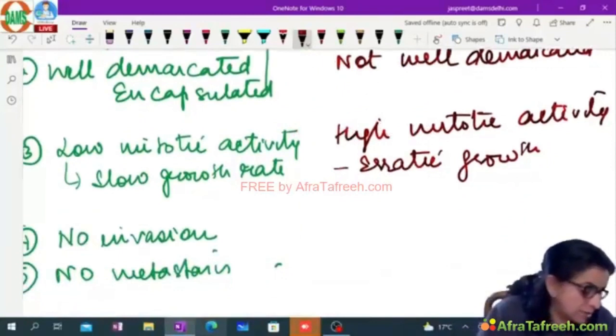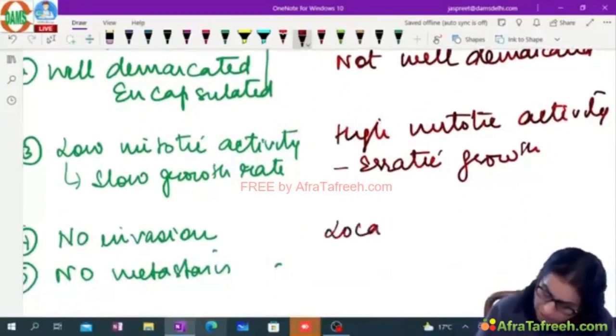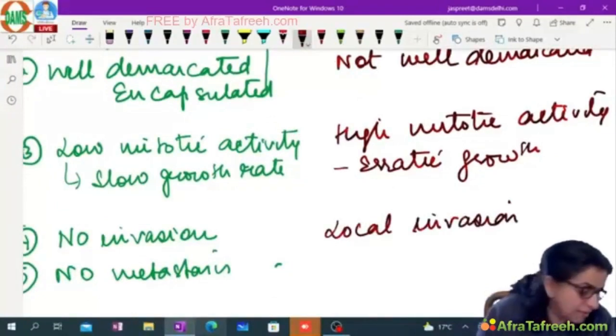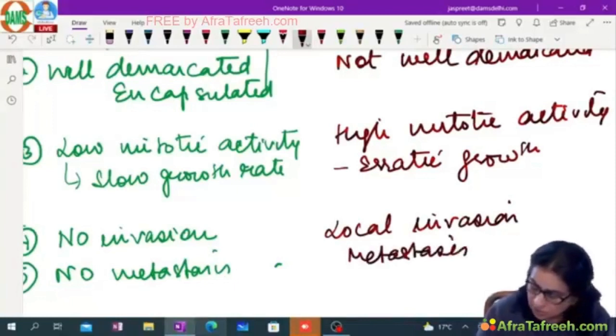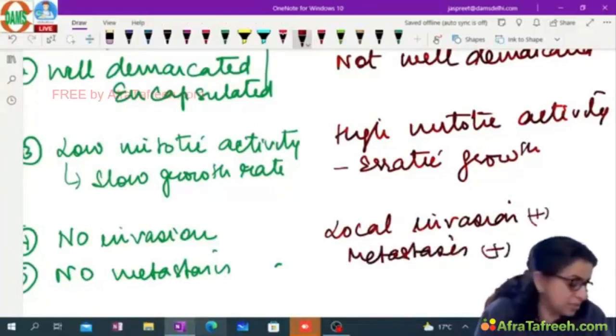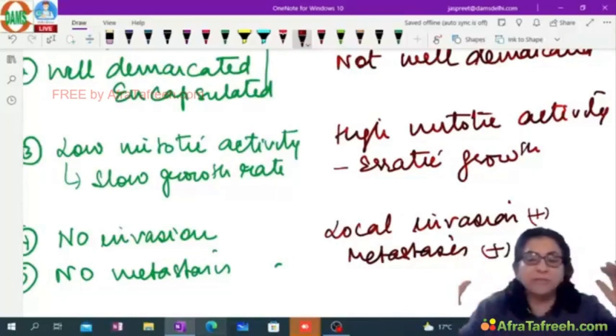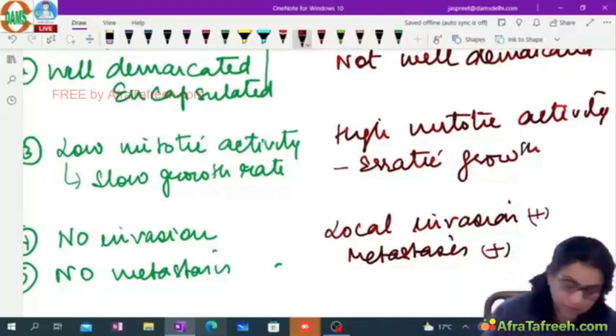Then they invade, so there is local invasion. They will invade into the surrounding tissue, and they will produce metastasis also. So this is the difference between benign and malignant tumors.